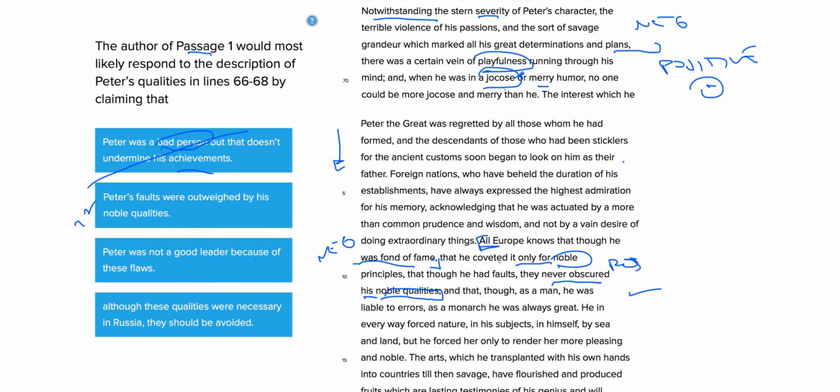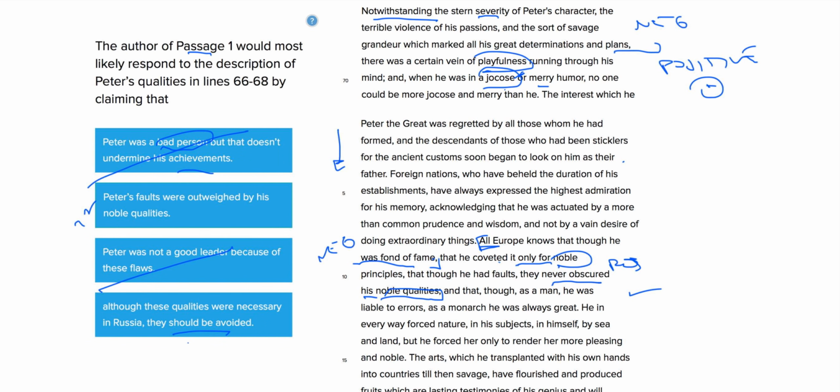Peter was not a good leader because of these flaws. That is not something that's mentioned. The author doesn't believe Peter's faults were that severe or should be weighed to such an extent. At the end of the passage, he still clearly believes that Peter is a leader who should be emulated. And for this last one here, although these qualities were necessary in Russia, they should be avoided.